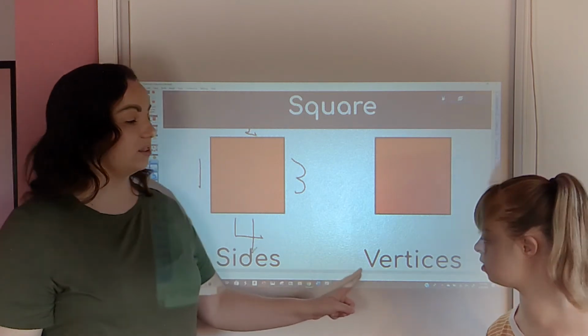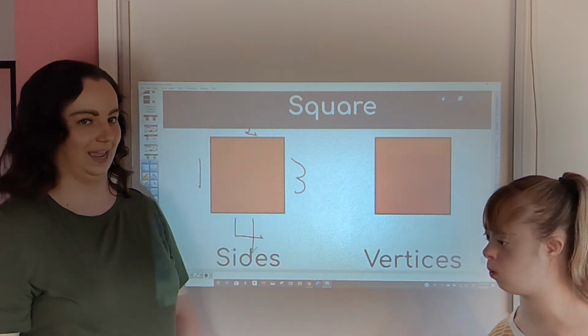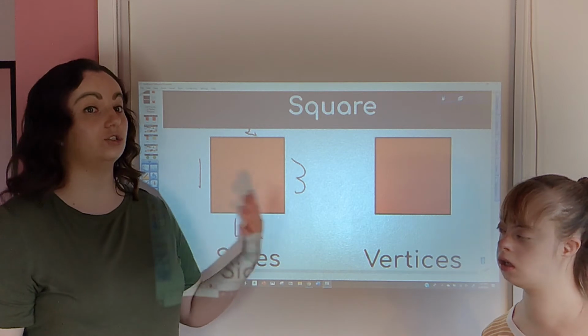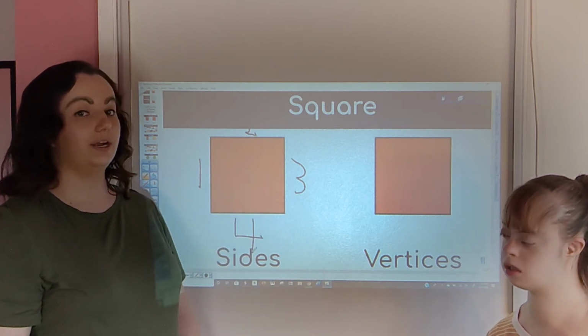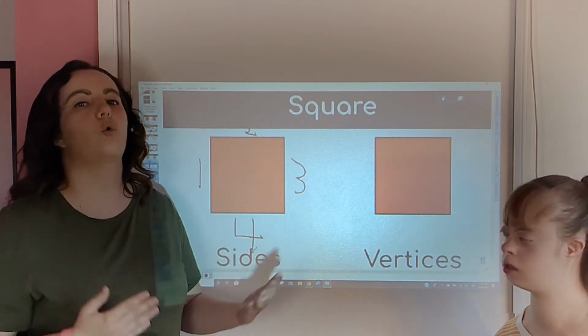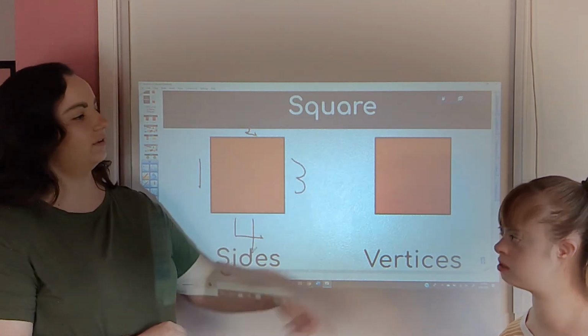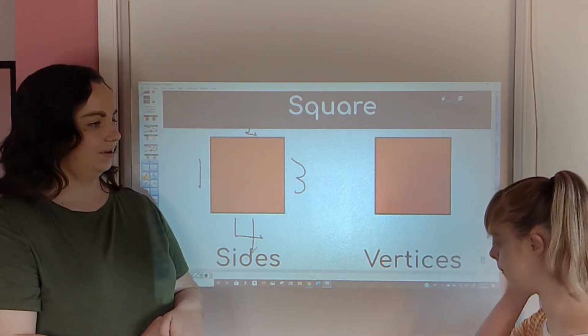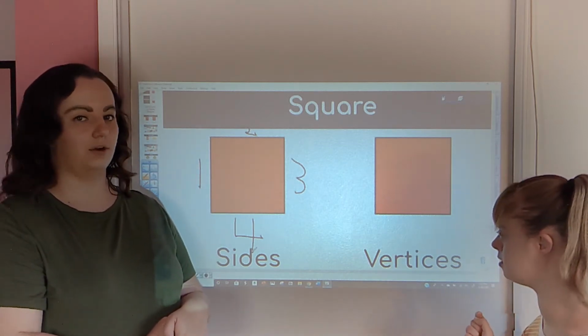Now let's look at the vertices. Okay? How many vertices does a square have? Where do two sides meet to make a vertice? Kind of like a corner almost. Do you see one over here, Kaylee? Where's one of the vertices? Do you want me to model it first?